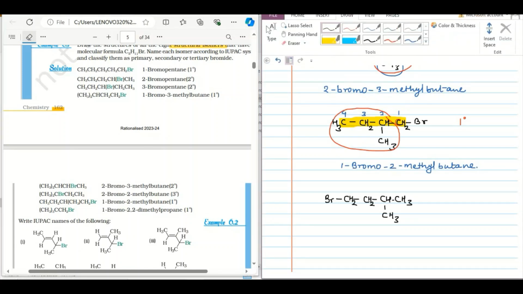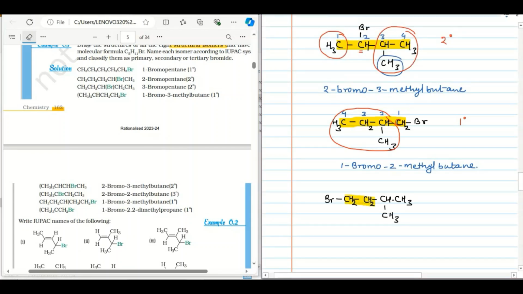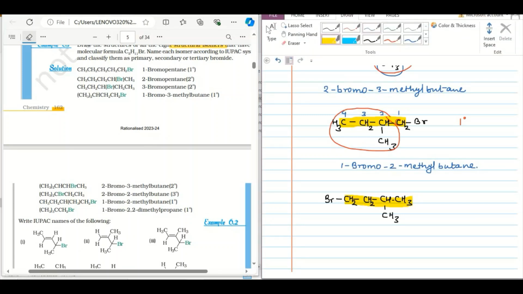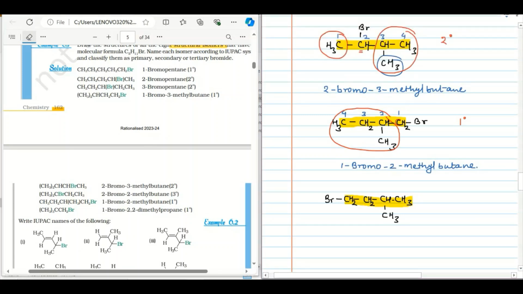Now select the longest carbon chain. So this is the longest carbon chain. When you number the chain, you have to number it from the left direction, as Br is the functional group and it should get the lowest possible number. So 1, 2, 3 and 4. Now write the name of this molecule. So it will be 1-bromo 3-methyl butane.